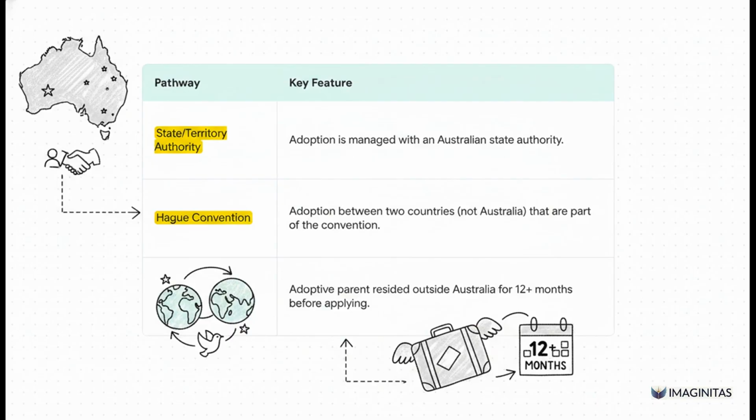And the third one is what's called an expatriate adoption. This one's really specific. It's for when at least one of the adoptive parents has lived outside Australia for more than a year just before they apply.